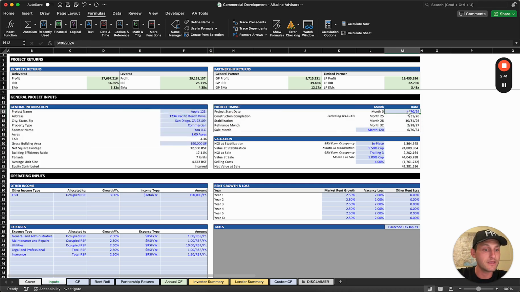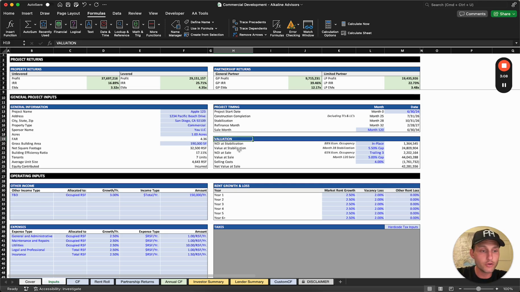You can choose when the analysis start date is, when we're inevitably selling the asset, and all of these figures will auto-populate based on other assumptions and inputs in the model. And by the way, this is a 15-year monthly DCF, discounted cash flow model. Let's drop down to the valuation section. Simply put, we can showcase the value at stabilization and at sale of the asset.